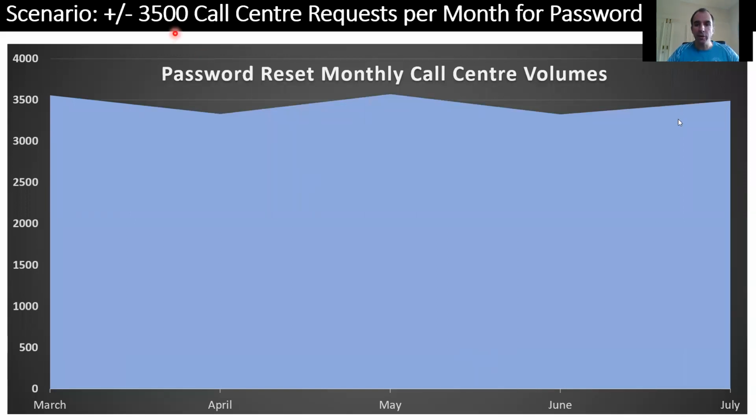So we're going to be working through an example. This is a graph of calls to the call center, the majority of which, about 99% of these 3,500 calls a month, were for password reset requests. So we're going to be working through this example.